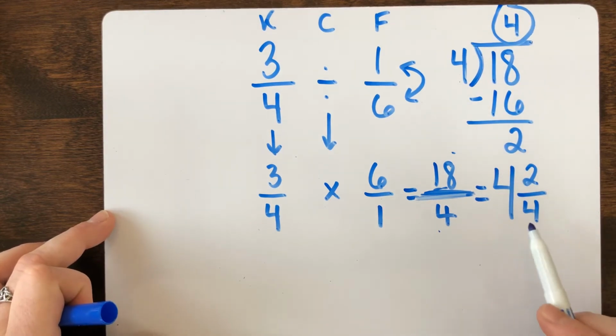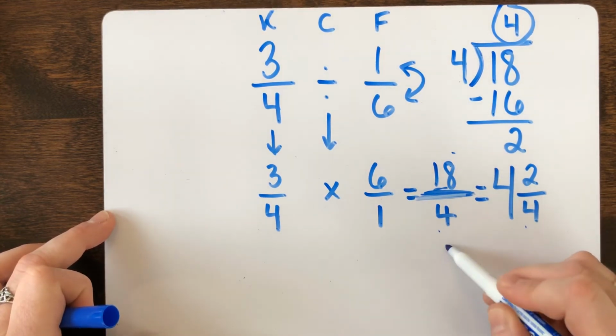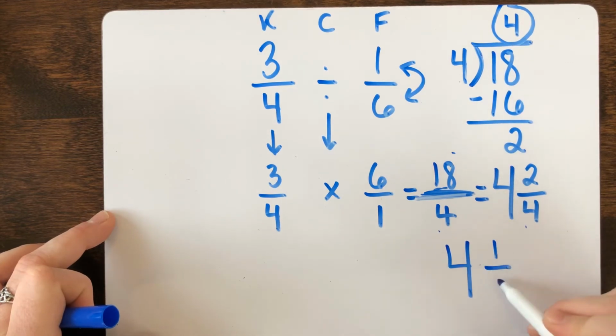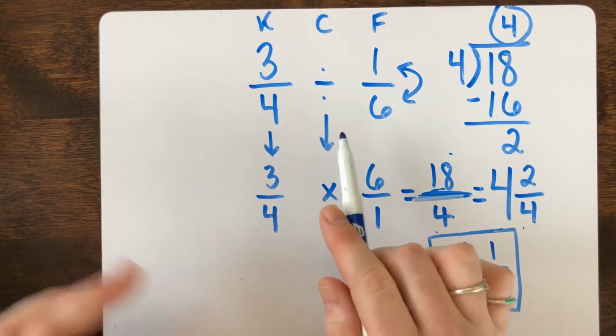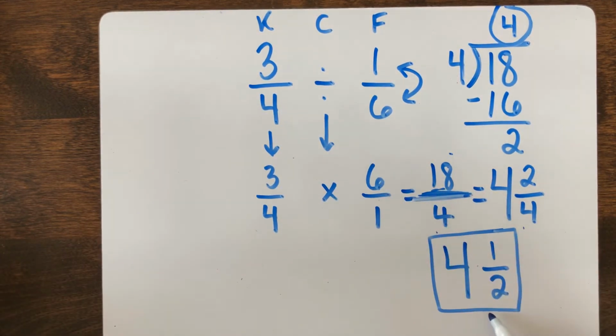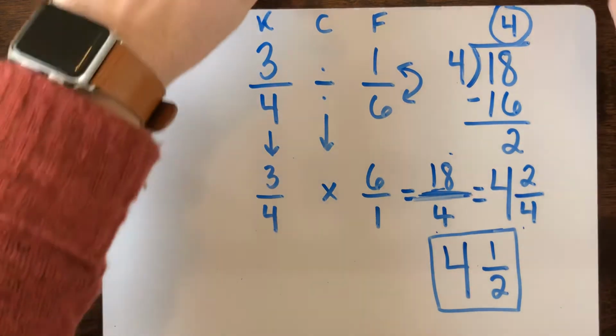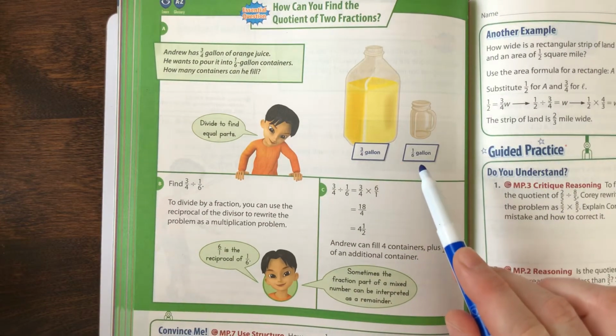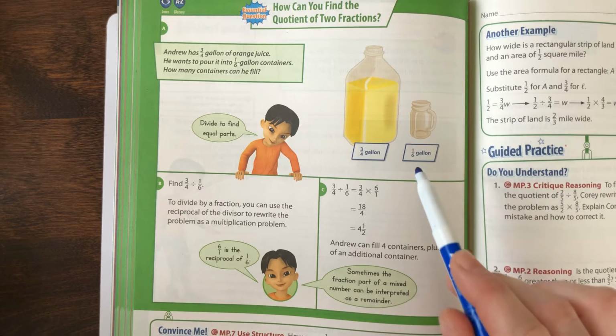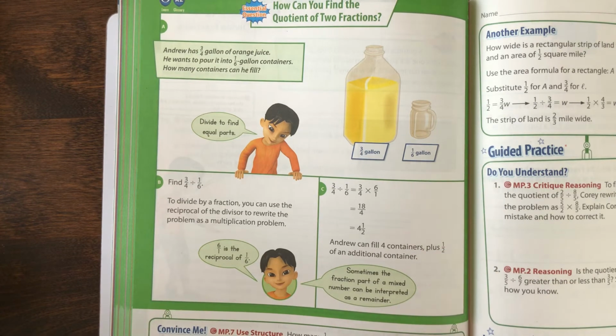Now, we can't leave it like this because we also know we can simplify 2/4, because 2/4 is equivalent to 1/2. So we just found out that 3/4 divided by 1/6 equals 4 and a half. So to answer our problem, if he can get 4.5 1/6 gallons, that basically means what?